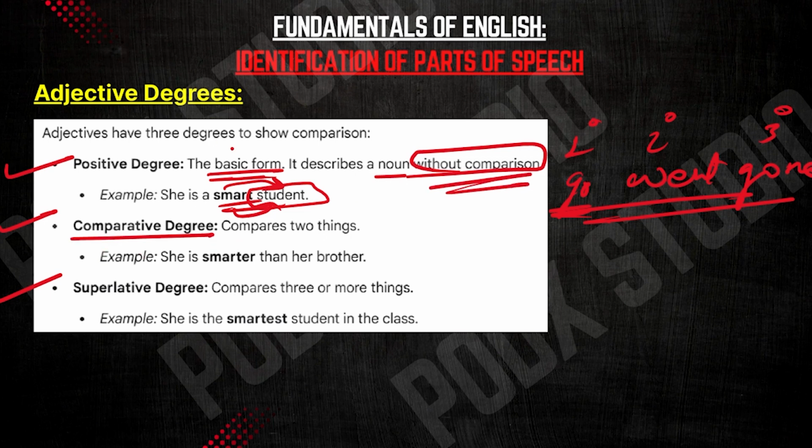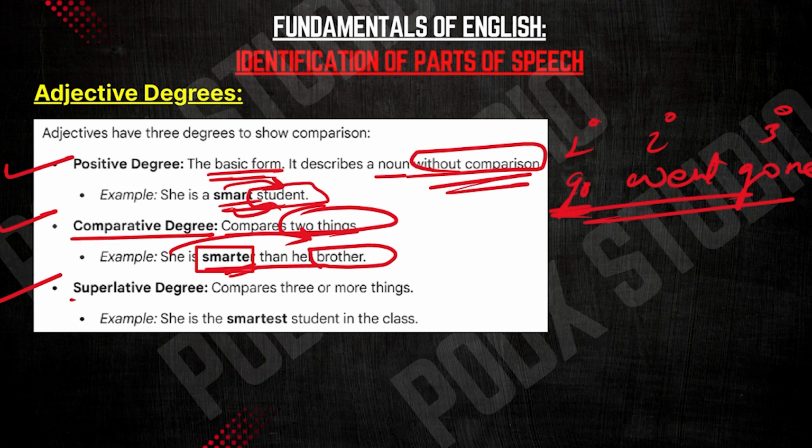Second, comparative degree. It will compare two things. For example, she is smarter than her brother. Here she is being compared with her brother, and she is smarter than her brother. When two things are compared, you can call it the comparative degree.